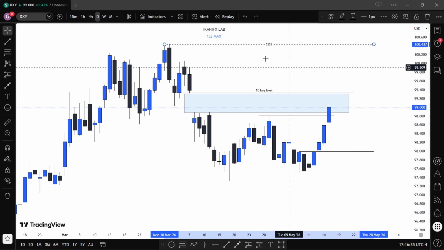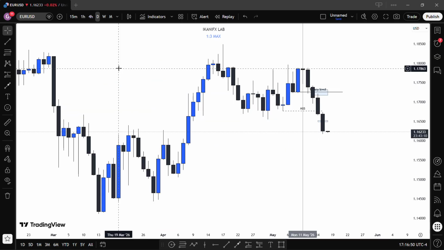So now that we've established that the daily and the weekly time frames are going to be bullish for next week, what do we do now? The dollar is bullish for next week. So we go down to Euro USD and analyze.